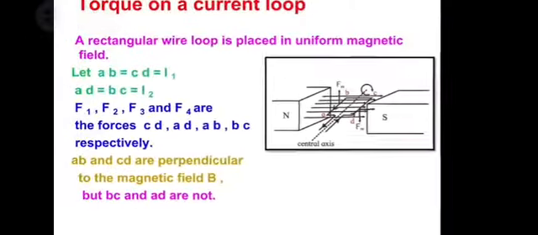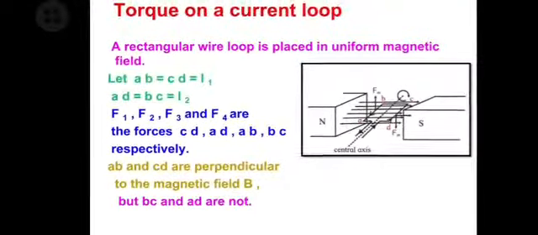Similarly, you can find out the direction of the force for the wire CD. For the wire CD, the direction of the force is downward. Due to the upward force and downward force, a couple is acting on the coil and the coil rotates. Now, let us calculate the forces acting on this coil.